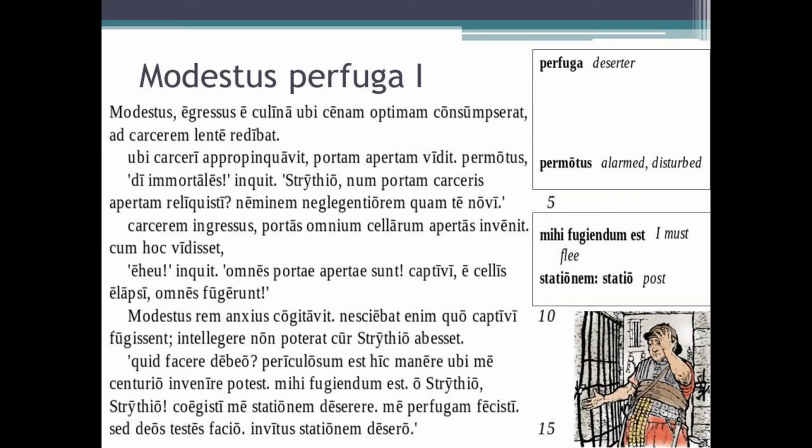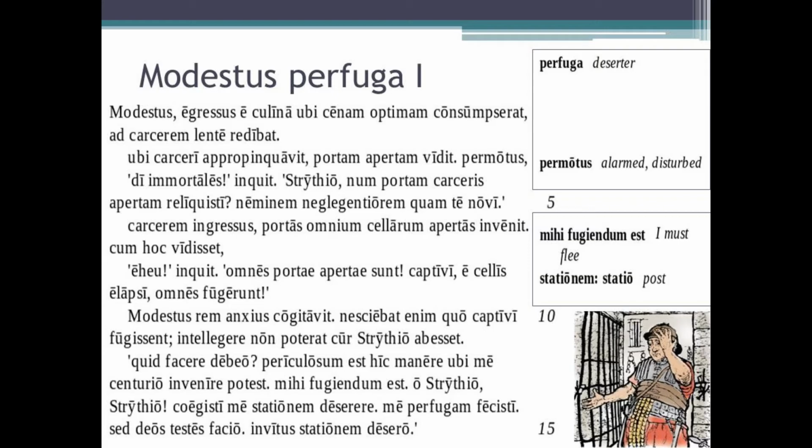Carcerem ingressus, portas omnium cellarum apertas invenit. Cum hoc vidisset, "Eheu!" inquit, "omnes portae apertae sunt. Captivi, e cellis elapsi, omnes fugerunt." Having entered the prison, he found all of the gates of the cells open. When he had seen this, he said, "Oh no! All of the gates are open. The captives, having escaped from the cells, all fled."